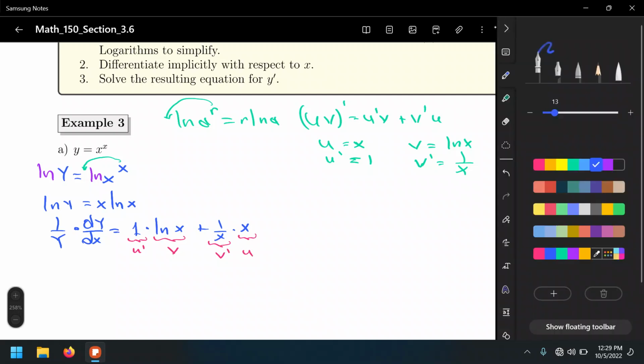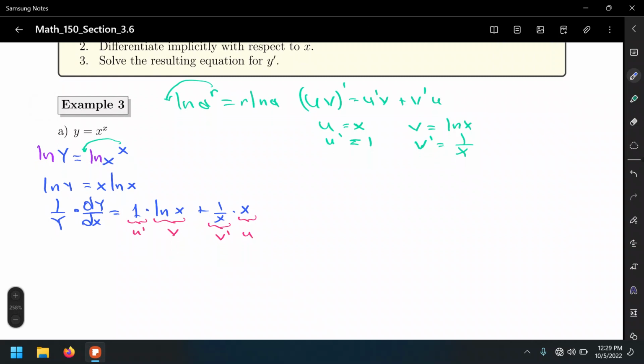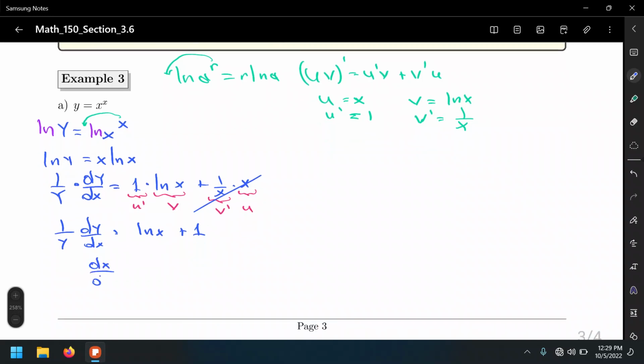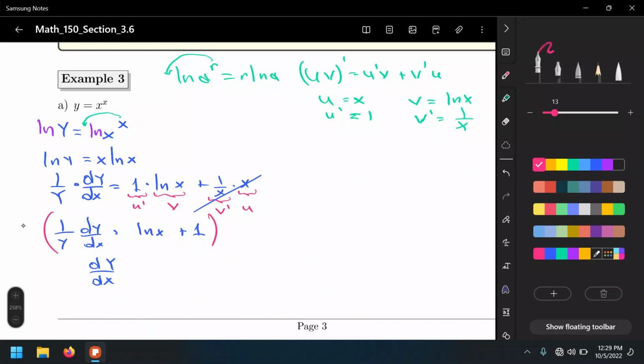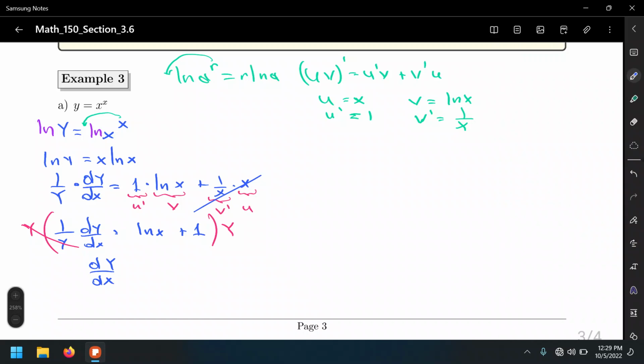Let's simplify some stuff in here. 1 over y dy dx, let's just leave it like that. 1 over y dy dx equals 1 times ln x, which is just ln of x, and see how the x's cancel out over here, that's plus 1. When it comes to differentiating implicitly, our goal is to isolate the dy dx term, because that's what we are solving for. That's what we're trying to find. So dy dx gets isolated by multiplying both sides by y. Cancel them here, and this will be equal to y times ln x plus 1. So we are essentially done with the calculus. In fact, we're done differentiating the function.